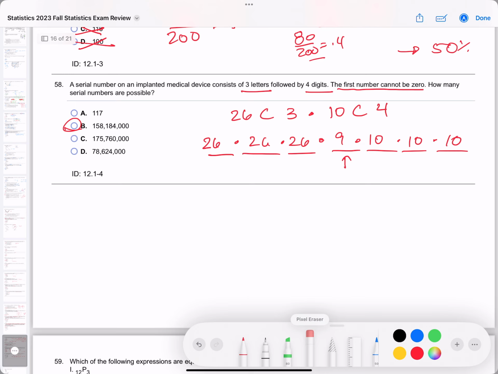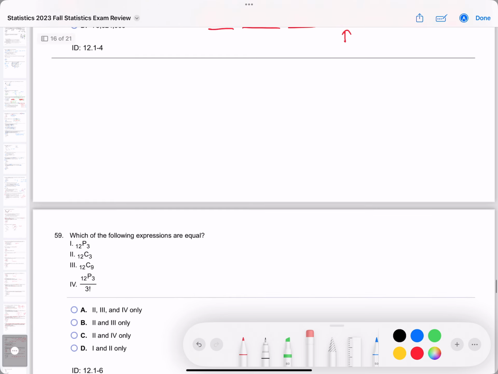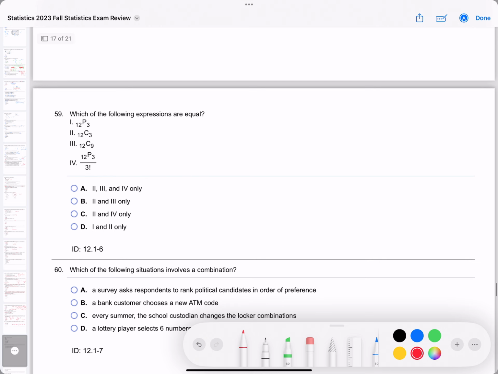So this one wouldn't be 20 choose this because I don't have this. This would actually be 10 choose 3 and then times 10 choose 1 because I have one more. Or excuse me, 9 choose 3. All right, and so this, which expressions are equal? I'll show you what this looks like.